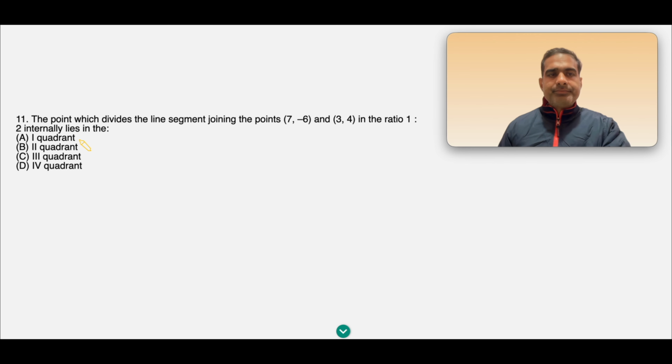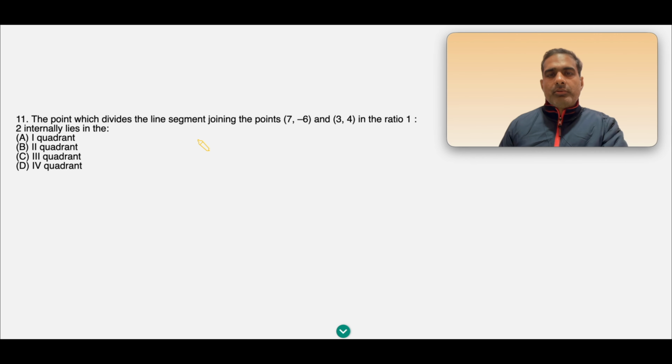Question number 11. The point which divides the line segment joining the points in the ratio 1:2 internally lies in... the options are first quadrant, second quadrant, third quadrant, and fourth quadrant. So we have to just tell in which quadrant the point dividing these 2 points in the ratio 1:2 lies. We can tell the quadrant of any point by just knowing their signs, whether they are both positive or negative, or one positive and one negative. So we have to just find out their signs.